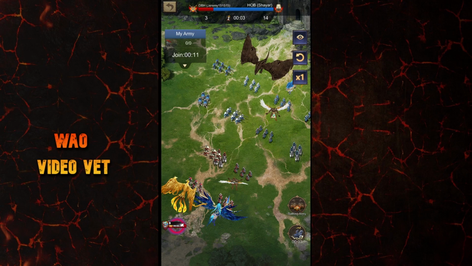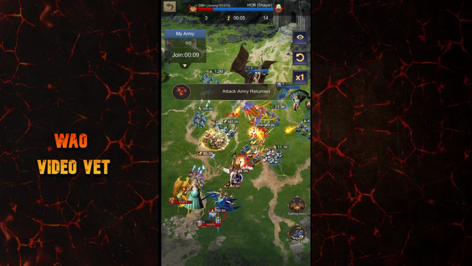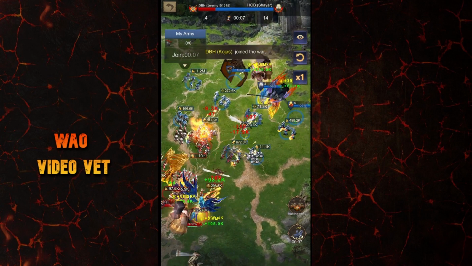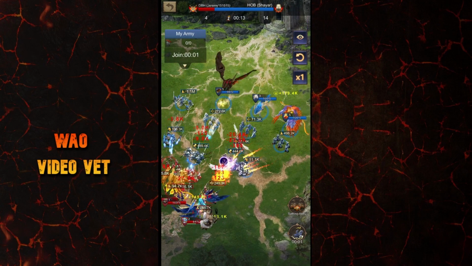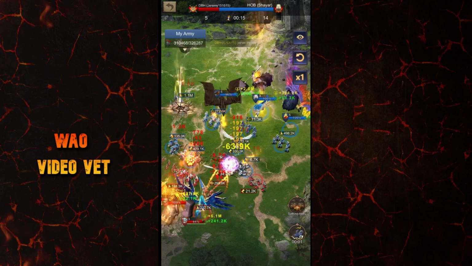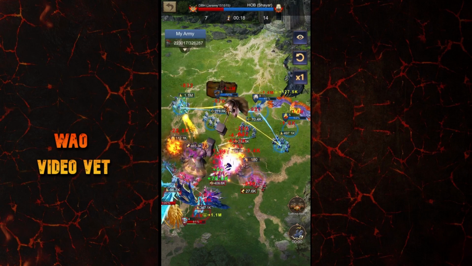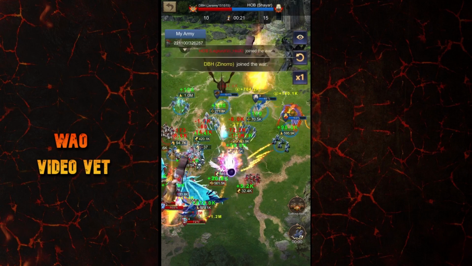For example, let's take damage increased against infantry. This covers all the damage from your entire army, but only to the enemy's infantry. And if you look at damage reduction from mages as an example, that includes the damage received by all your troops from the enemy mages.